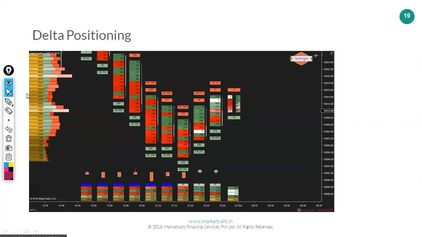Again, this is delta positioning on the sell side, where you can see minus 300, minus 250, minus 212. All these are interested parties. So whenever the next time price rejects this band, price goes up and you're seeing a rejection there, that is a sign that the delta positional players are interested parties.